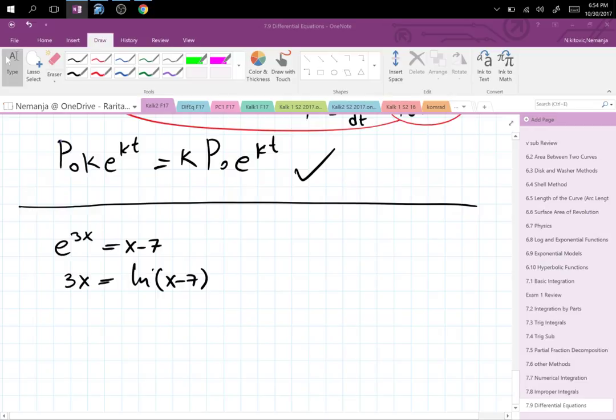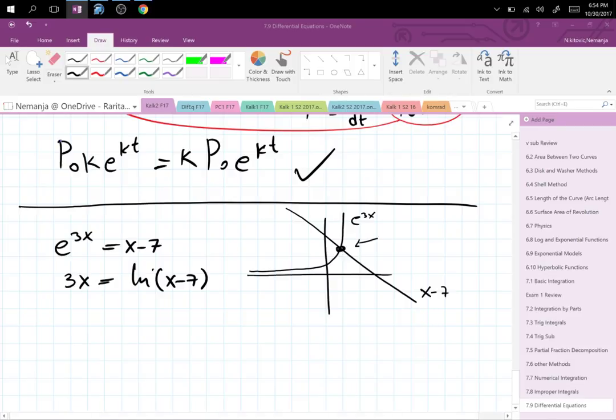So how do you solve this? Well, graphically. You draw the graph for e to the 3x. You draw the graph for x minus 7, right? And they will intersect somewhere. If they don't intersect, there is no solution. If they intersect, that intersection is the solution. And guess what? That solution has an x-coordinate, and that x-coordinate is the x equals answer that you are looking for.